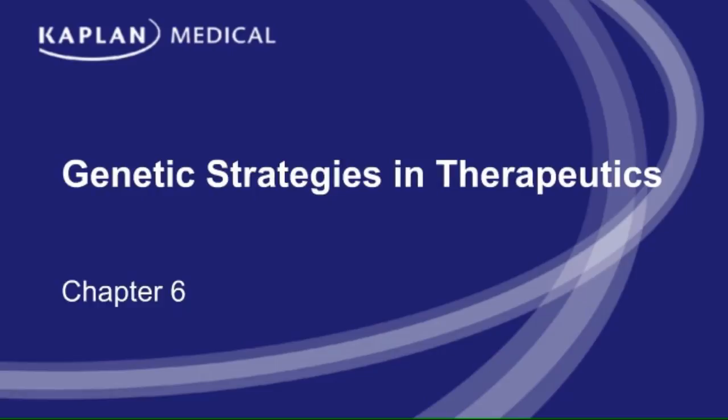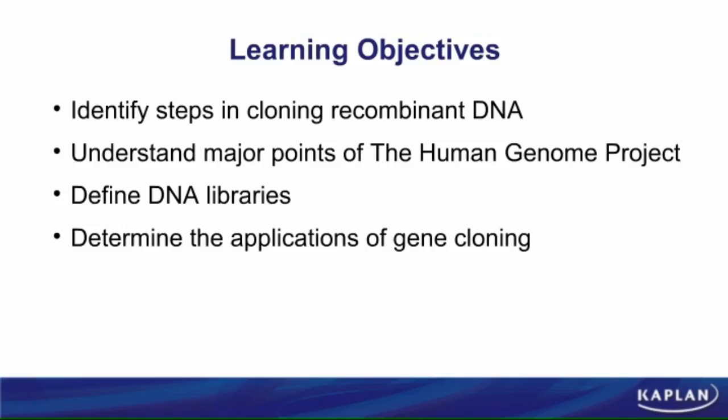Now, Chapter 6, which is this chapter, deals with genetic strategies and therapeutics. In the learning objectives of Chapter 6, we will identify steps in cloning recombinant DNA. We'll talk about what cloning is about and what recombinant DNA means.